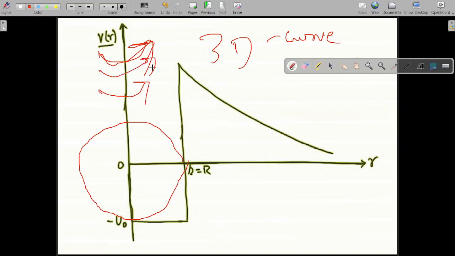Okay, V of R axis means potential axis. About this axis you will rotate this curve, and you will get one solid curve. That is the actual curve.